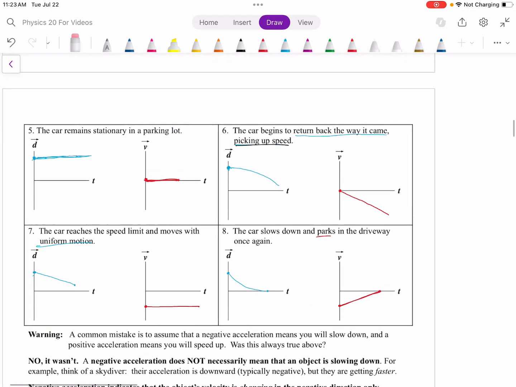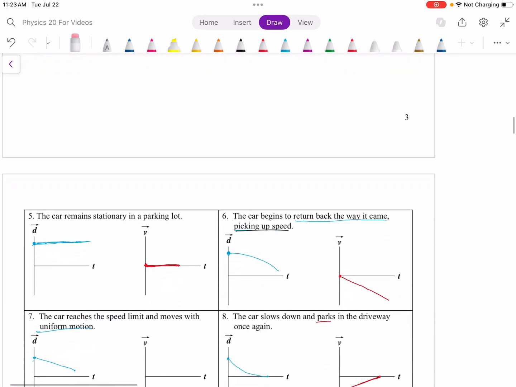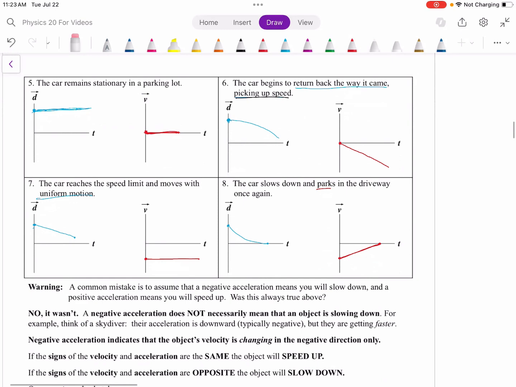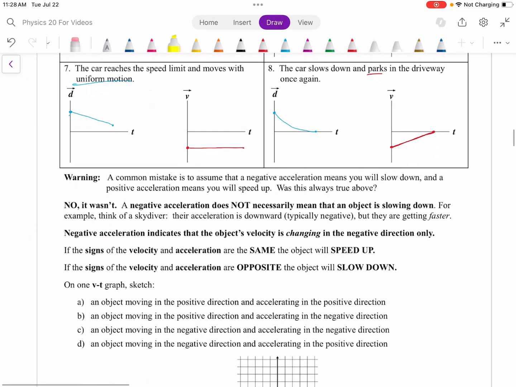We finished up that one, right? It completely told the journey or story of the car's journey, right? With the displacement time and velocity time graphs. Okay. So again, just a warning, right?